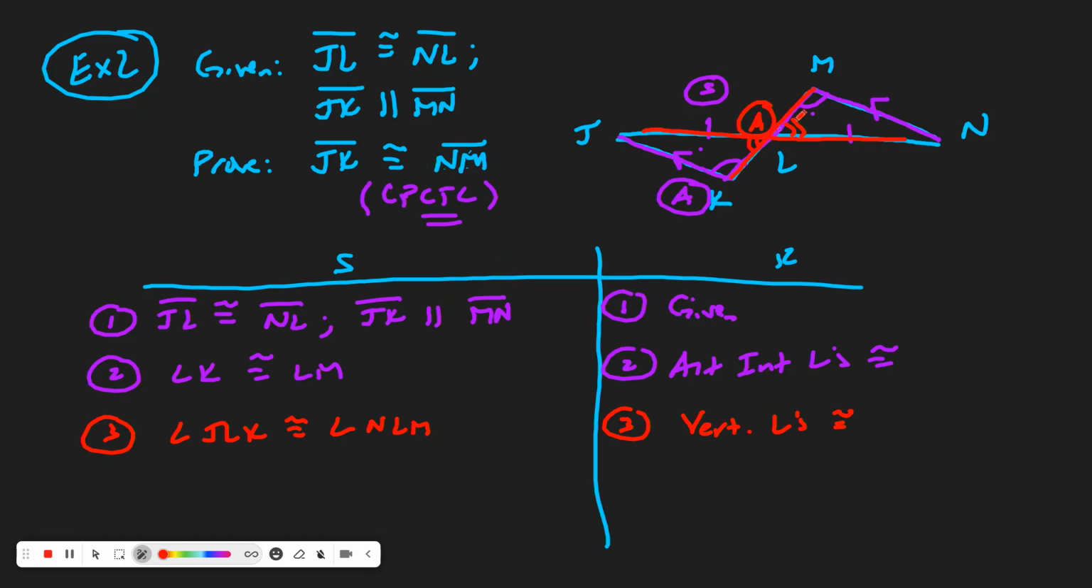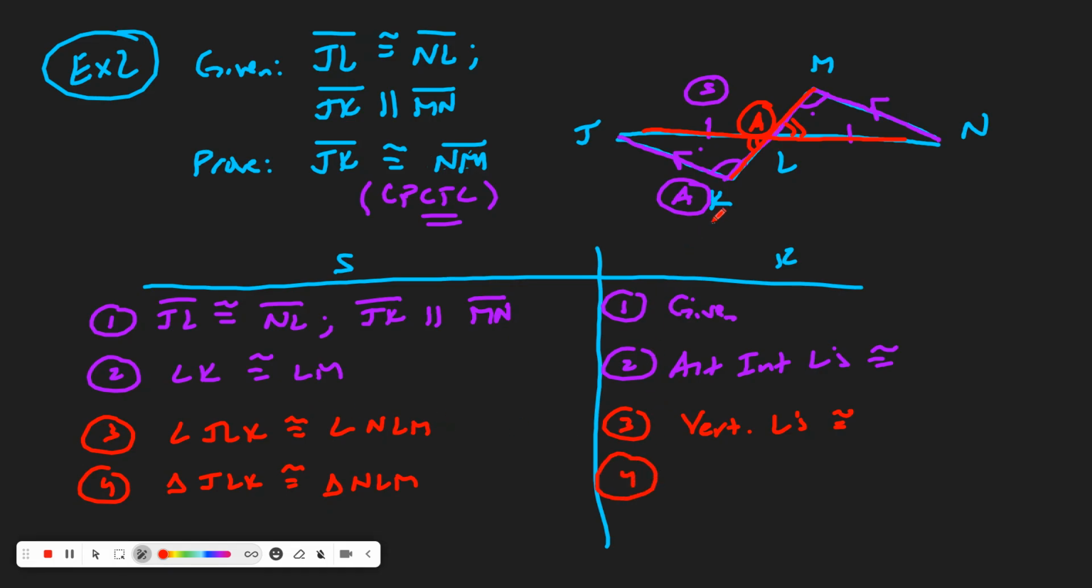So now I have three things congruent between the two triangles. So now I believe I can name the triangles congruent, or say they're congruent. So I'll call the first one triangle JLK. So JLK is congruent to triangle NLM. Use the same lettering as above, right?